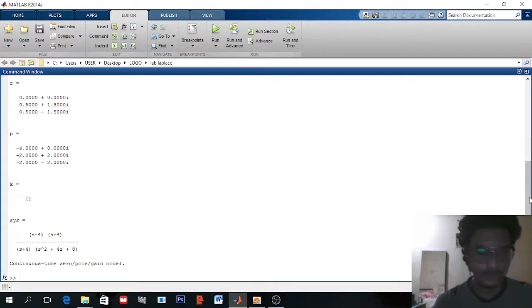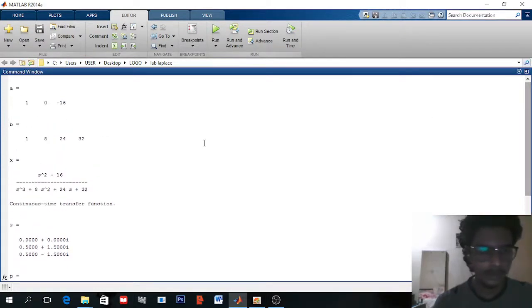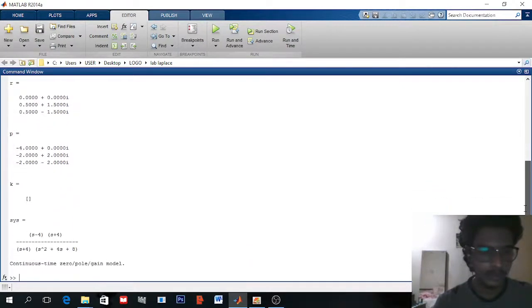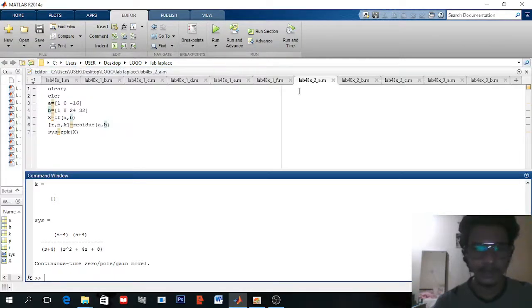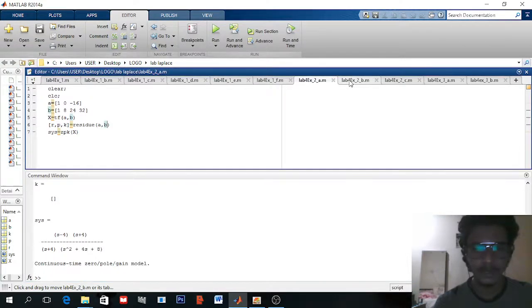Okay. Then now you can see the numerator, denominator, the continuous time transfer function, zeros and poles, and this is the definition, the expansion. Continuous time zero pole gain model. Same goes to the other questions. Same goes to 2b and 2c.